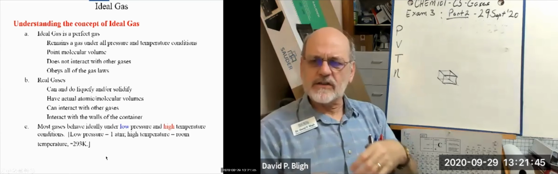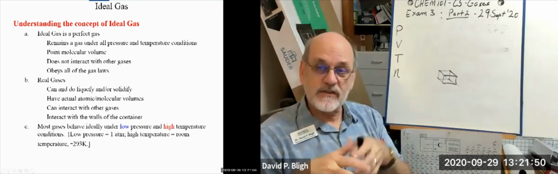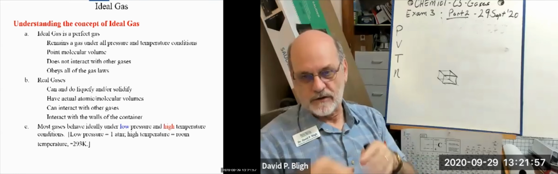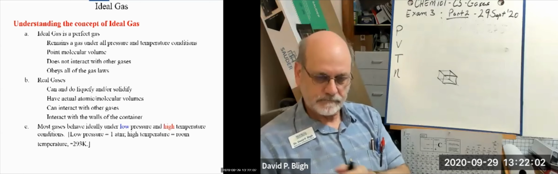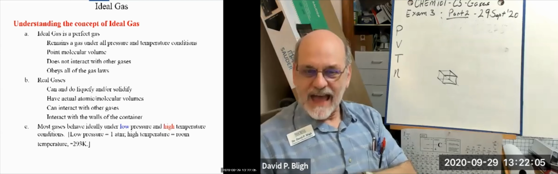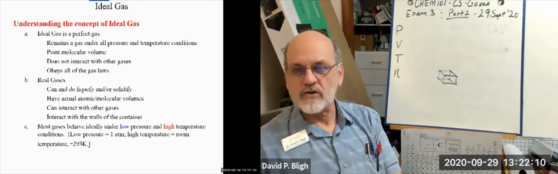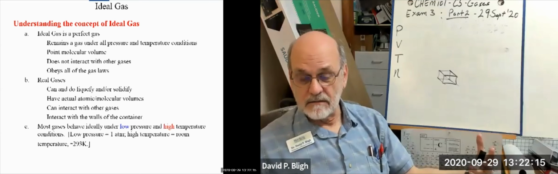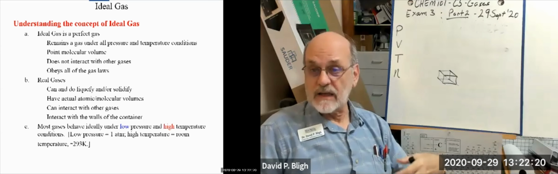So under what conditions do gases, and pay close attention to this one, under what conditions do gases behave ideally? That's important to know, because ideal behavior is much, much easier to deal with, to solve problems for, than real behavior. So if the gas is under very low pressure, which means what? Low pressure means lots of distance between the molecules. You get low pressure by decreasing the volume, right?